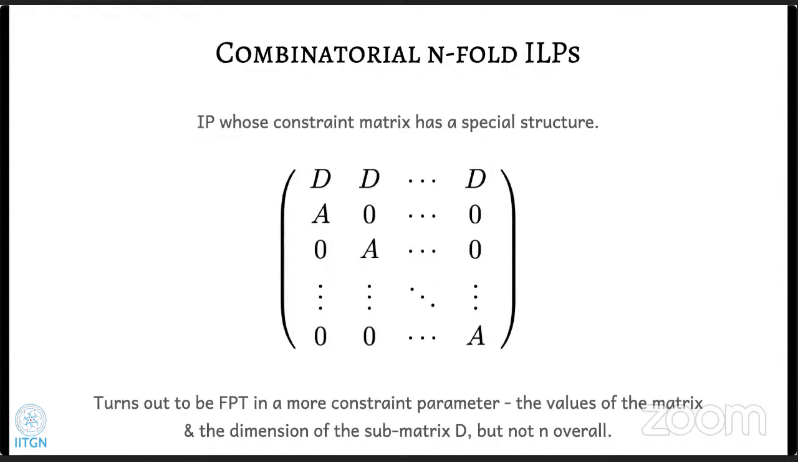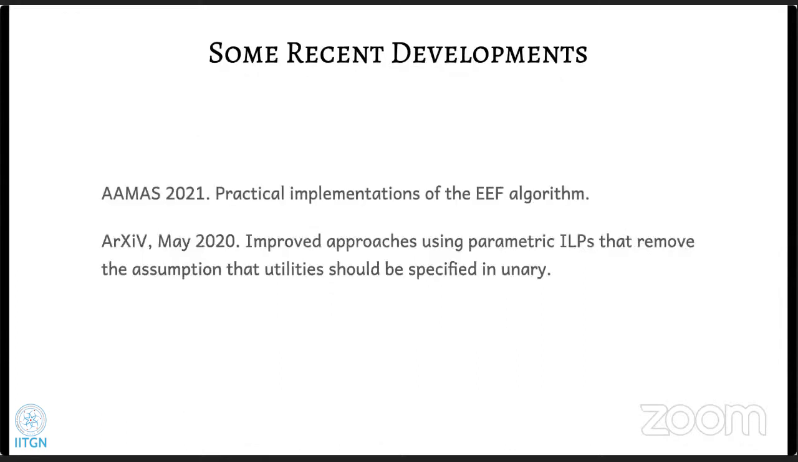Again, not getting into the details of how exactly it is done, but not only that, with this, I think what we got was an FPT algorithm for the case when the utilities were represented in unary. But it turns out that using something called parametric ILPs, again, I'm not going to get into the explicit definition here, you can even get rid of this constraint that the utility should be specified in unary. So hopefully I'll upload a version of the slides where there are links to all of these references.